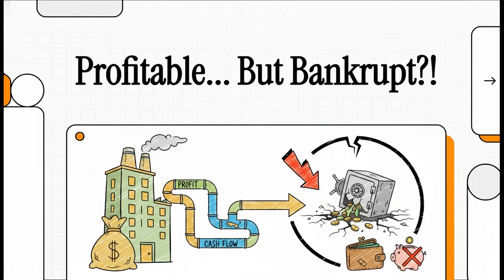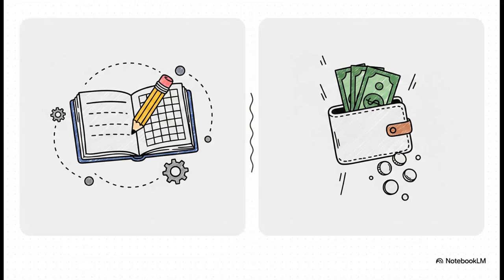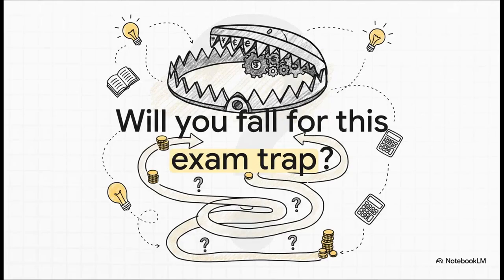Did you know a crazy, profitable company can still go completely bankrupt? Yep, it happens. How? Simple. Profit and cash are absolutely not the same thing. Not even close. Profit is just an accounting concept on paper. Cash flow? That's your actual cold, hard cash. And this is the exact trap ACCA examiners use to trick you on test day.